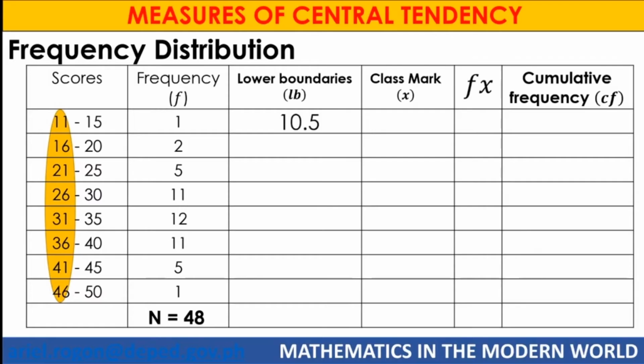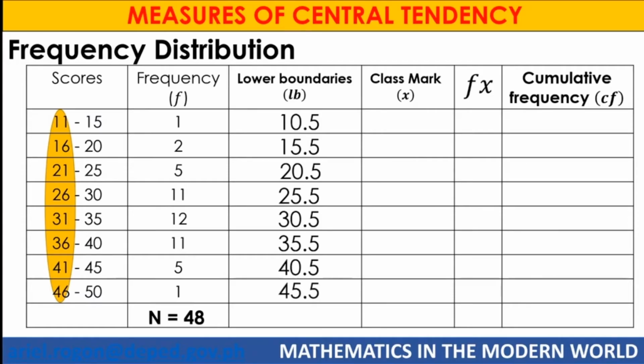16 minus 0.5 is 15.5. 21 minus 0.5 is 20.5. 26 minus 0.5 is 25.5. 31 minus 0.5 is 30.5. 36 minus 0.5 is 35.5. Again, all we need to do is subtract 0.5 from each of the numbers in the score. 41 minus 0.5 is 40.5 and 46 minus 0.5 is 45.5.